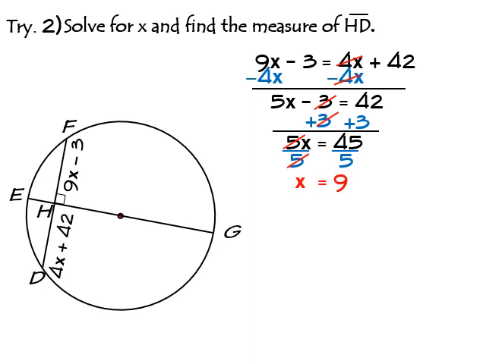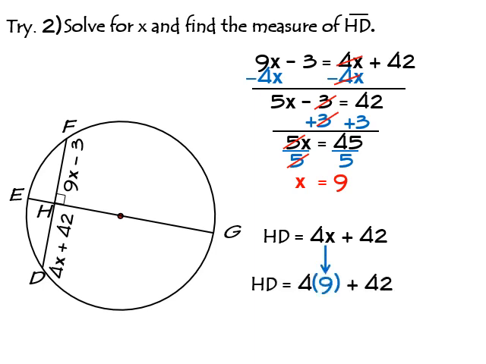Now let's substitute it back into HD, and let's take a look. HD is equal to 4x plus 42. So let's substitute: 4 times 9 plus 42. 4 times 9 is 36. 36 plus 42, add them up, and you get 78. So HD is equal to 78, and there you go.